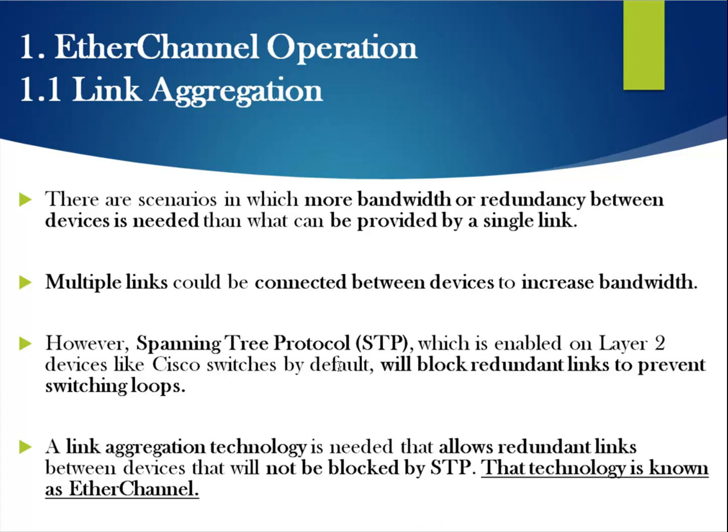The spanning tree protocol is going to block the redundant links. It is going to block a particular port, and automatically the link will not be used, in order to avoid the loops. That is called the switching loops.